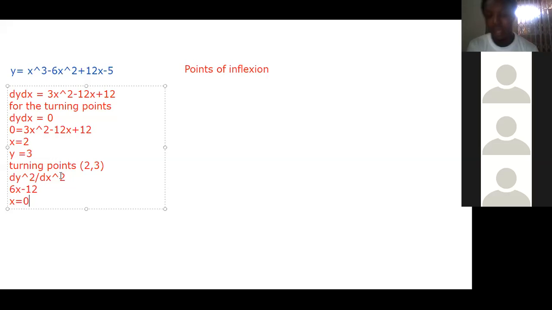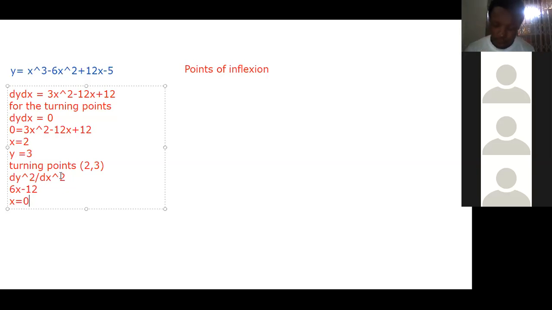Yes, sir. So do this one for me. Determine the nature of the turning point of the following functions. 3A: y is equal to x squared minus 6x plus 2. B: y is equal to 2 minus 2x squared minus 4x.